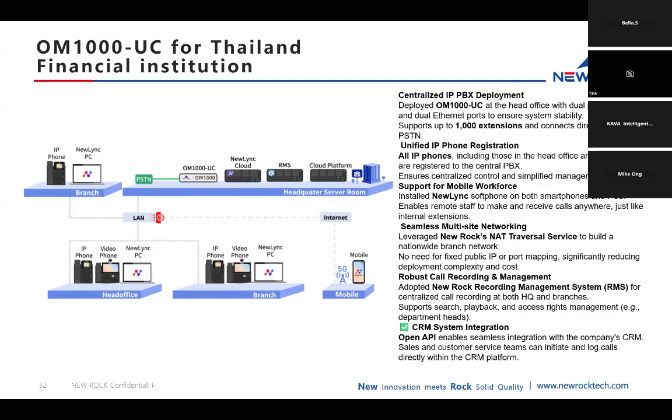IMS also allows management to keep track of the calls at HQ and branches, and they can keep track of the recordings based on measurements. Next, they also had a requirement for open AI to link with their CRM system. So we can integrate with the company CRM system and allow the customer to improve work efficiency. So these are the 3 case studies for today that we can share with you.